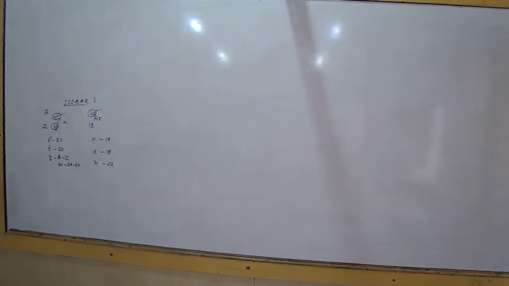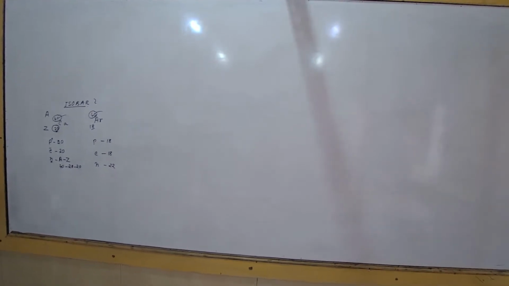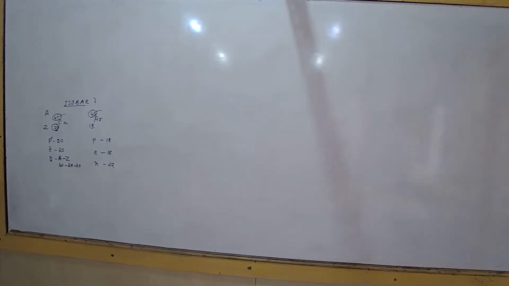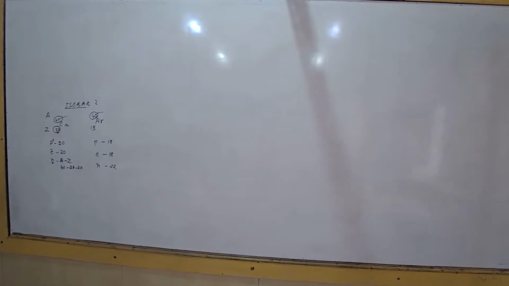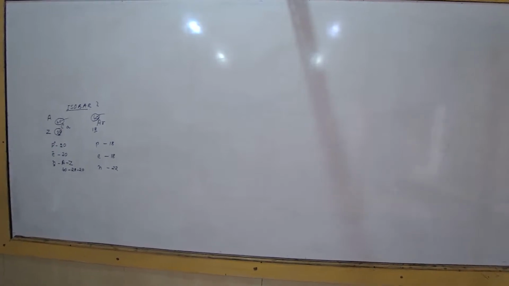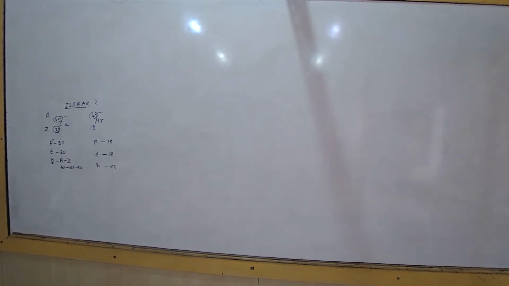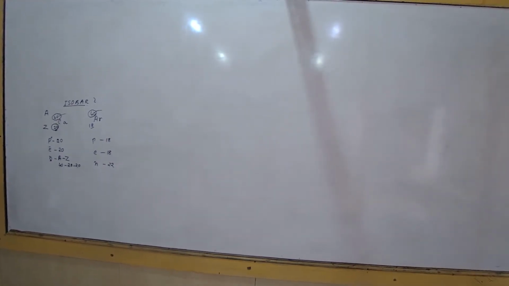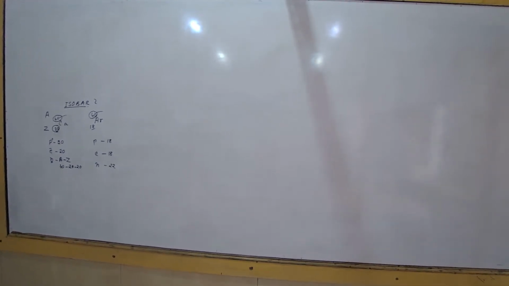Isobars. Ready? Atoms of different elements, having different atomic numbers, but the same atomic mass number, are called isobars.